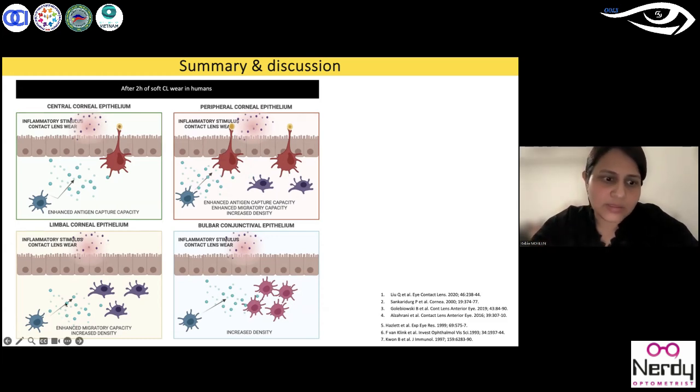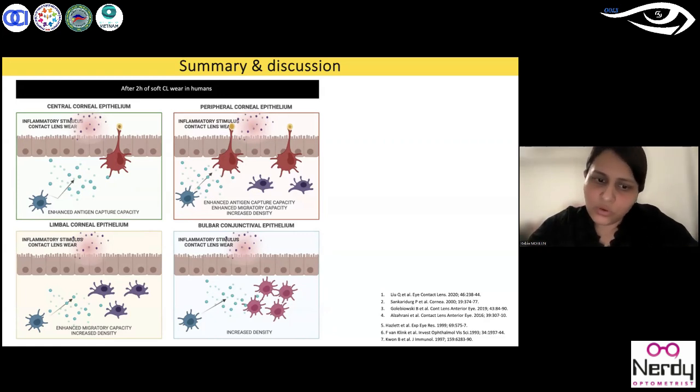Then in the limbus, cells increase in density and they increase their migratory capacity. They might be moving in towards the central cornea. So here we find the cells start migrating, but in the cornea, we observe that cells start getting activated for antigen capturing. In the conjunctiva, we just observed that cells increase in density, but we did not find any difference in their function for immune activity or migration.